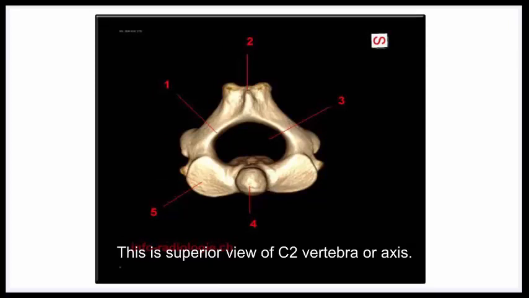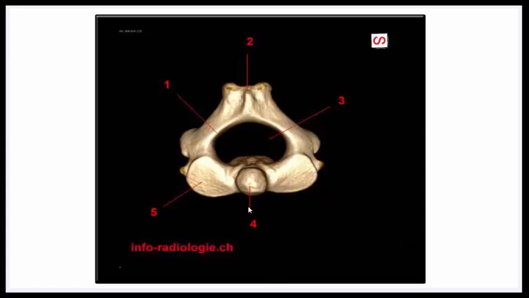This is superior view of C2 vertebra or axis. Lamina, spinous process, vertebral foramen, odontoid process, superior articular facet.